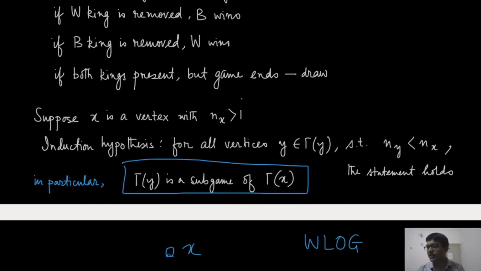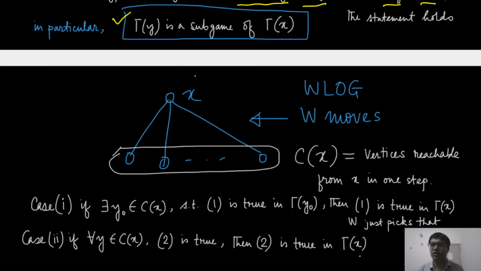Now suppose x is a vertex where nx is more than 1. The induction hypothesis tells us that for all vertices y in gamma of x such that the value of ny is smaller than nx, the statement of this theorem holds. So in particular, if gamma of y is a subtree of gamma of x, then it should also hold. This is what we are going to use. Let's consider this part of the tree. So x is sitting here, and the rest of the part is gamma of x.